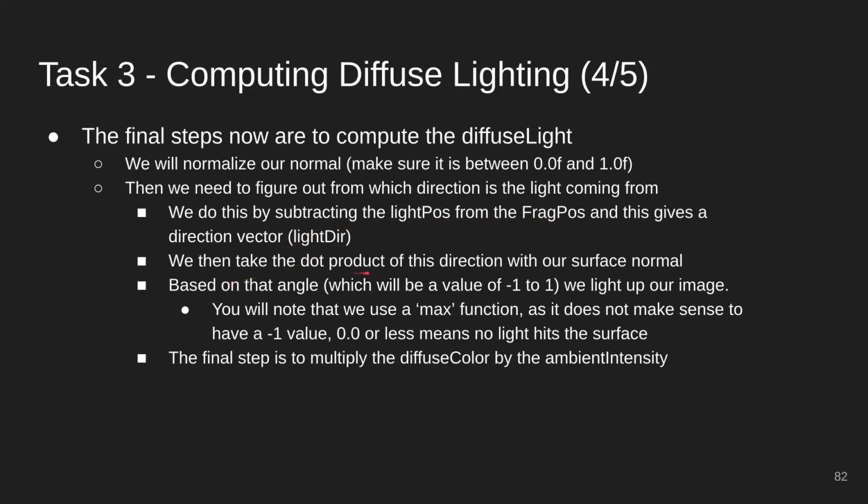Then we can take the dot product of this newly computed light direction with the normal of our object, and that's going to tell us, based on that angle, in some range from -1 to 1, how much to light up our image. If the light's directly facing our object, 1. If it's totally behind our surface, -1. If it's totally parallel, 0. And the final step, once we've computed this, is to multiply the diffuse color by the ambient intensity.